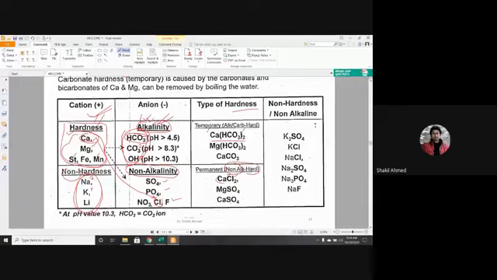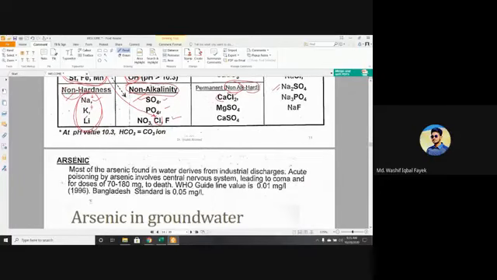Sometimes if this associates with this, like sodium sulfate, then this is non-hardness, non-alkaline. Clear? Yes, sir. Okay.